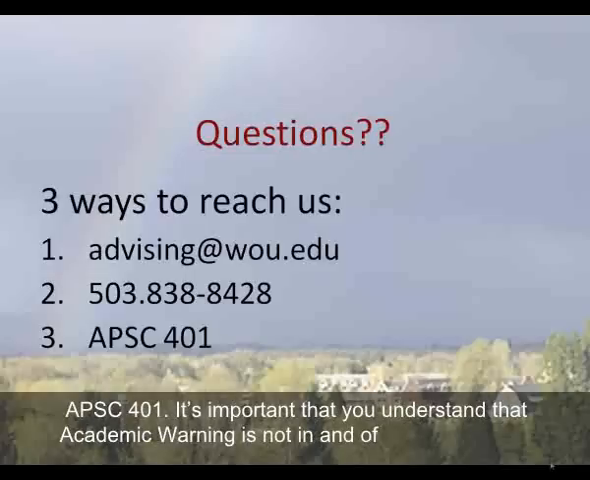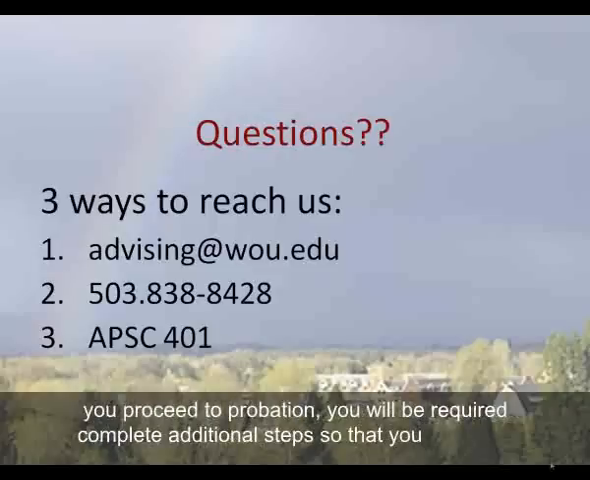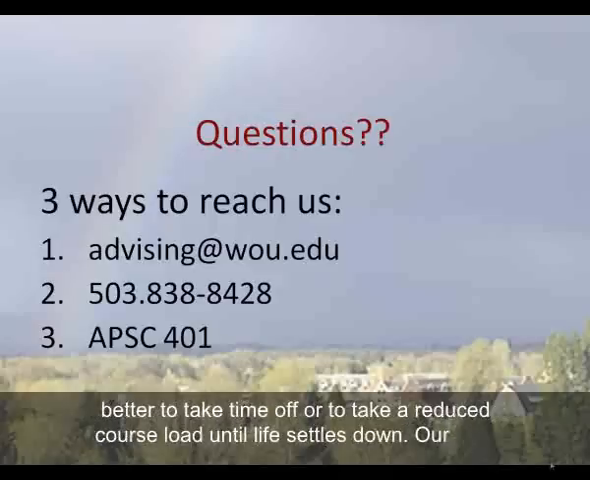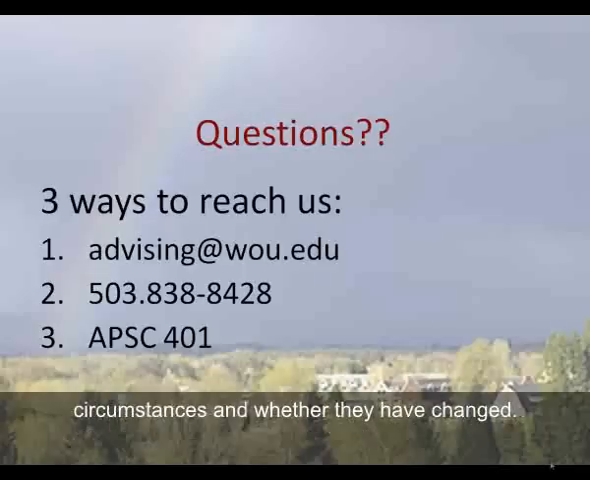It's important that you understand that academic warning is not in and of itself bad. If having a GPA below 2.0 becomes a pattern, then it becomes an issue. If you proceed to probation, you will be required to complete additional steps so that you understand the consequences to your academic career. There may be times when it is better to take time off or to take a reduced course load until life settles down. Our advisors would be happy to help you work through your options. Only you know your circumstances and whether they have changed.